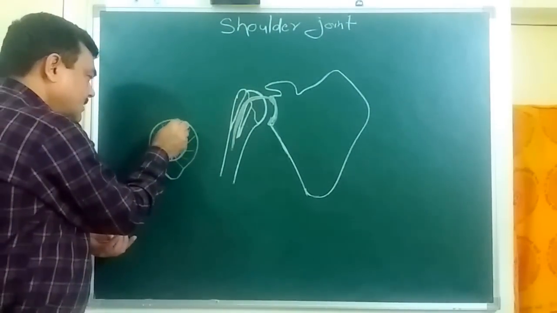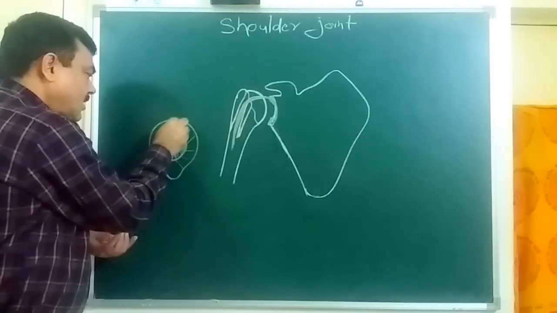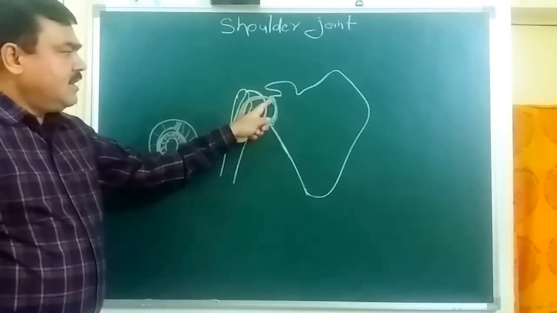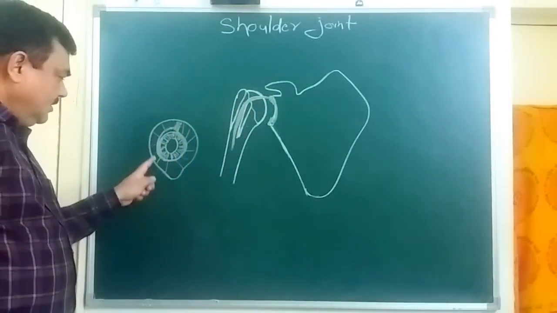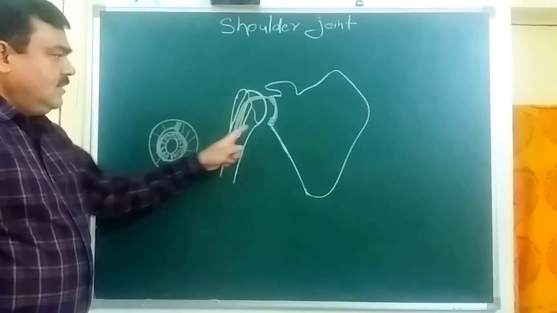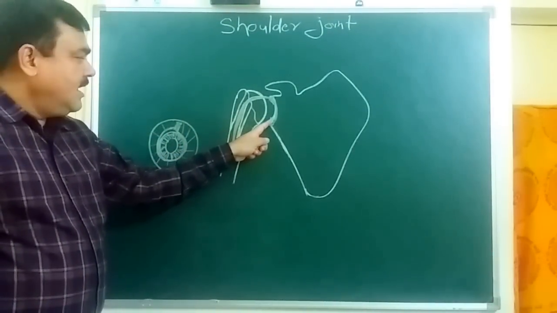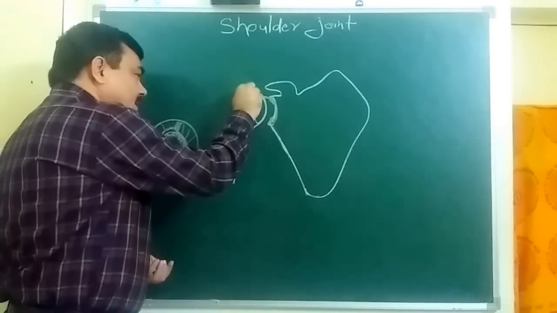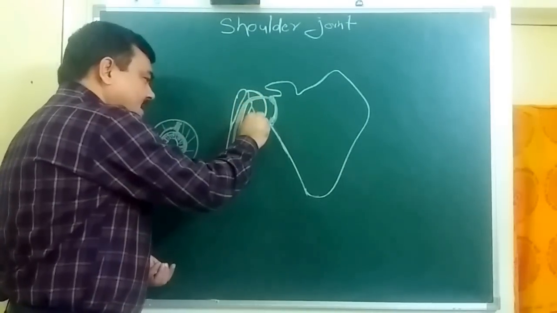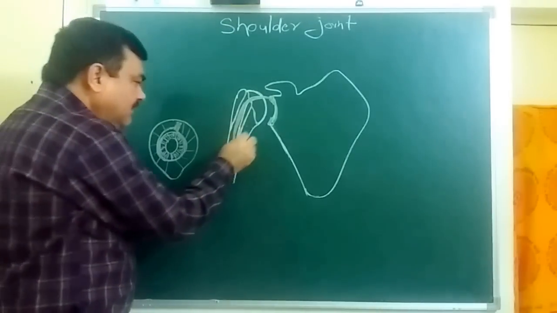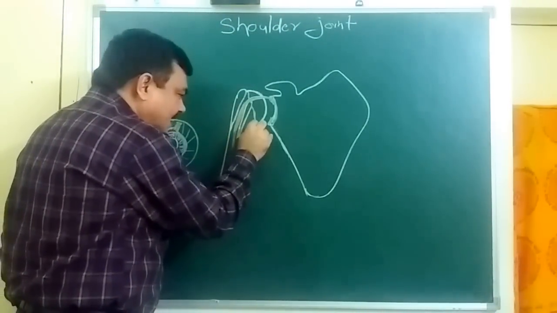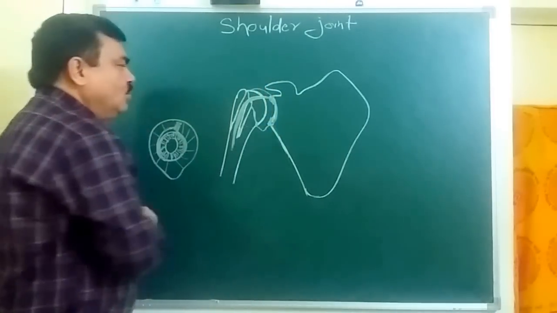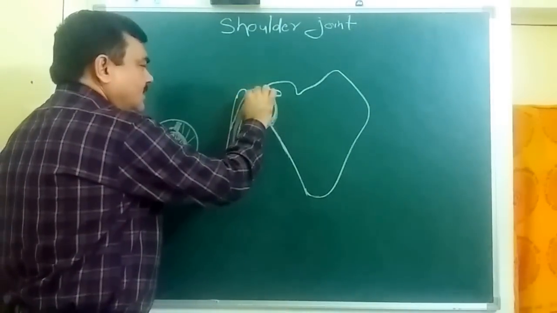And here is the long head of the biceps which is attached to this supraglenoid tubercle. So this is the capsule, medially attached to the glenoid labrum and laterally attached to the anatomical neck. This is the anatomical neck. Inferiorly it extends up to the surgical neck like this. Here it becomes lax. So this is the joint capsule.